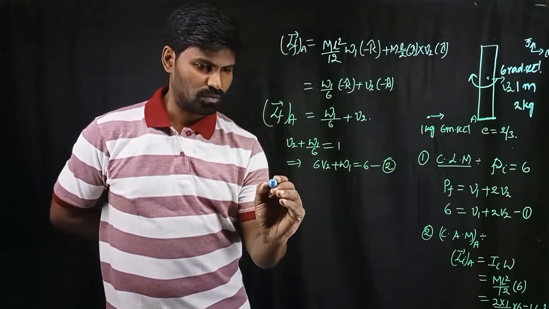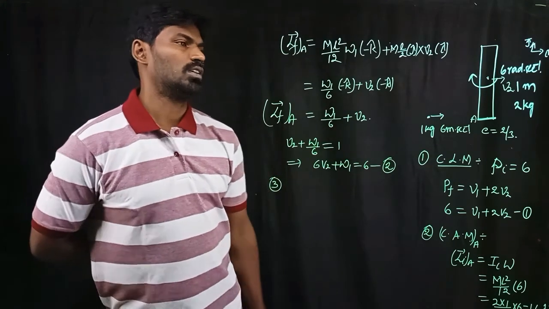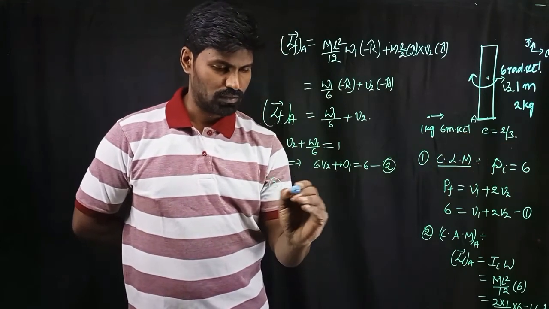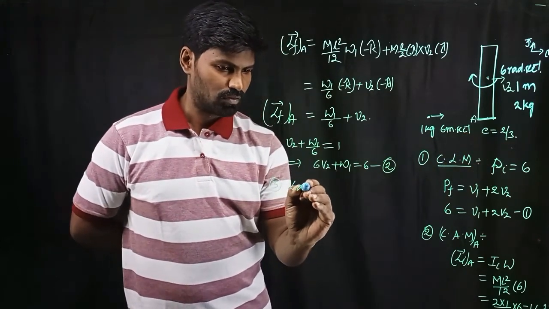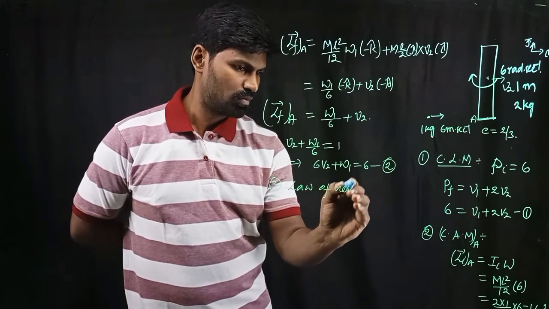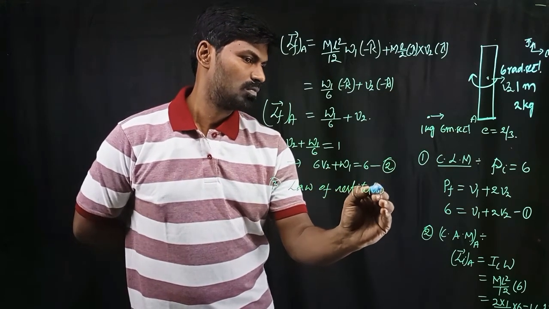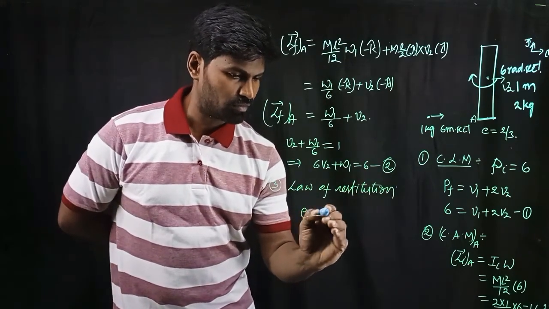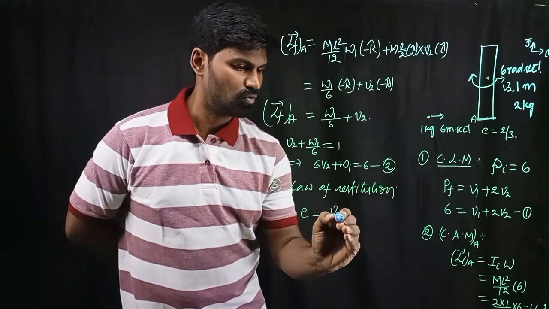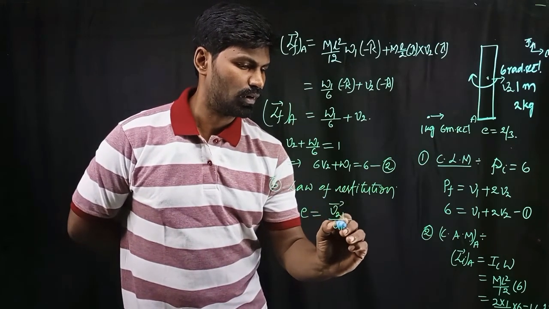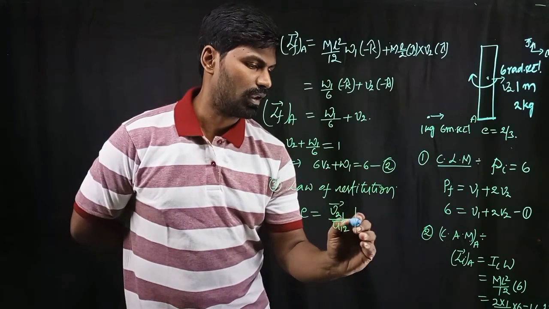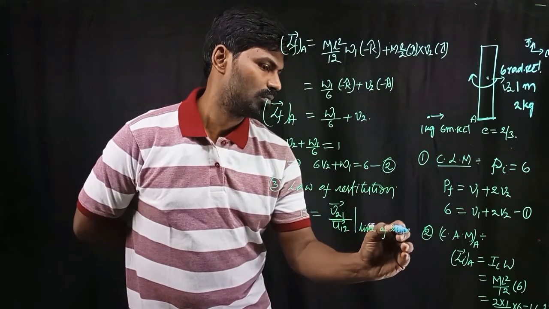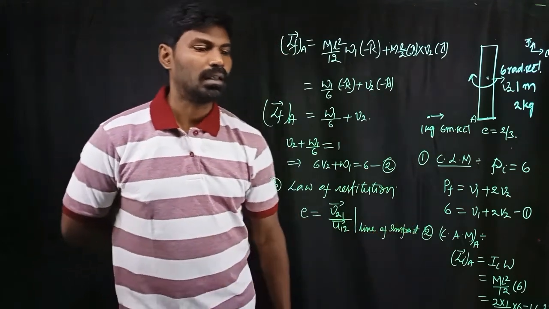Now I'm going for the third equation. This is a very crucial point here. For the third equation, I should use the law of restitution. Here I assumed the coefficient of restitution is 2 by 3. So what is the law of restitution? The coefficient of restitution e is equal to V21 bar divided by U12 bar, along which direction? Along the line of impact. I should apply it along the line of impact.